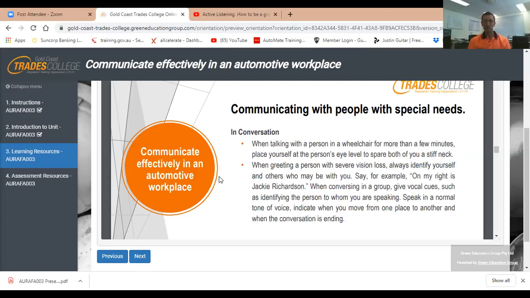When greeting a person with severe vision loss, always identify yourself and others who may be with you. Say, for example, on my right is Jackie. When conversing in a group, give vocal cues, such as identifying the person to whom you are speaking. Speak in a normal tone of voice, and indicate when you move from one place to another, or when the conversation is ending.